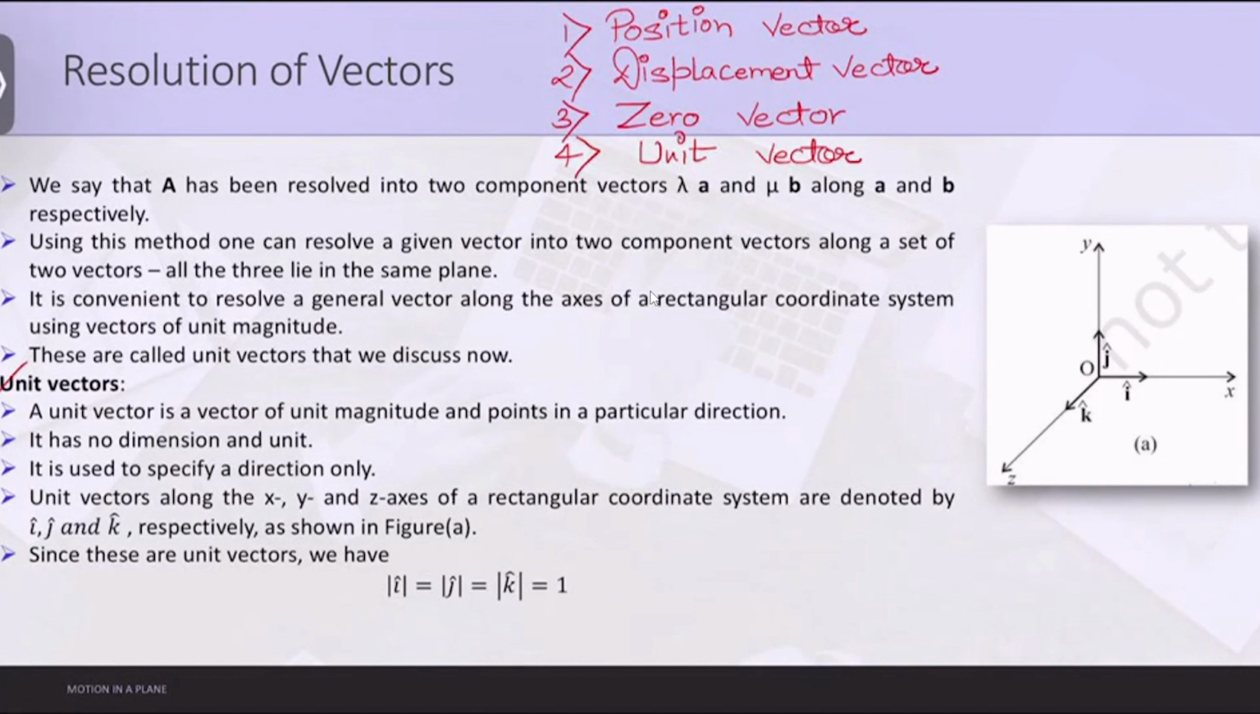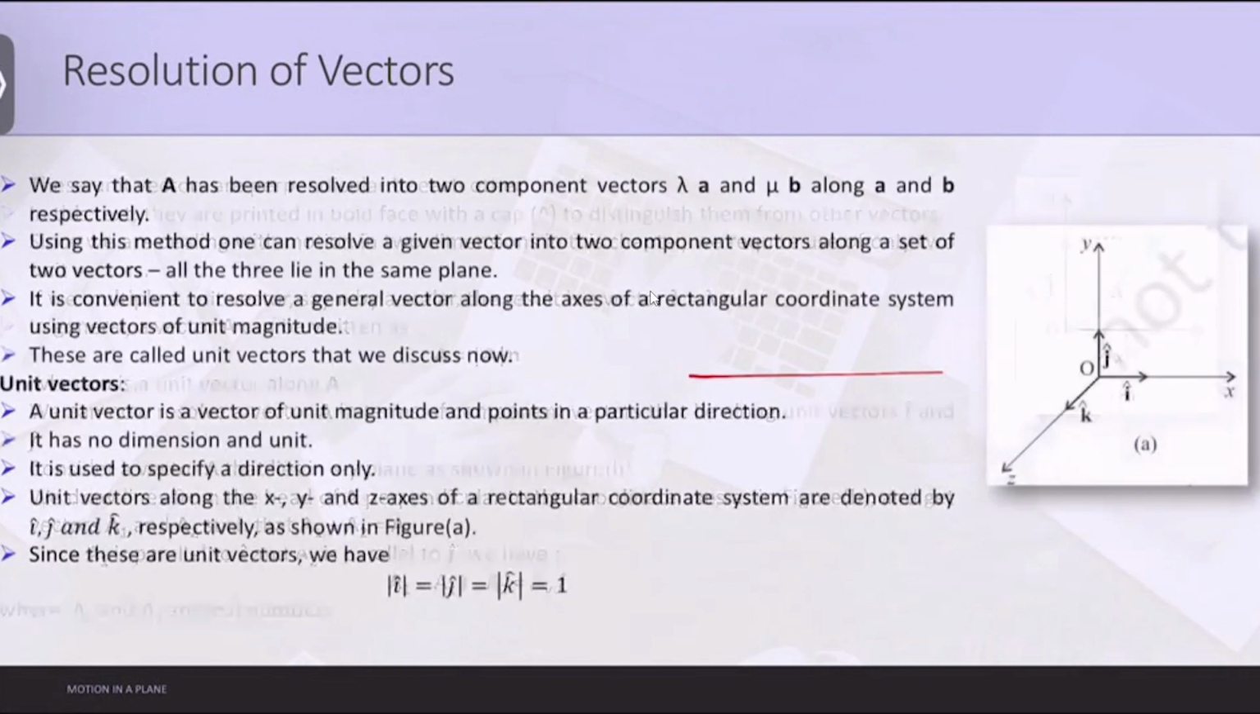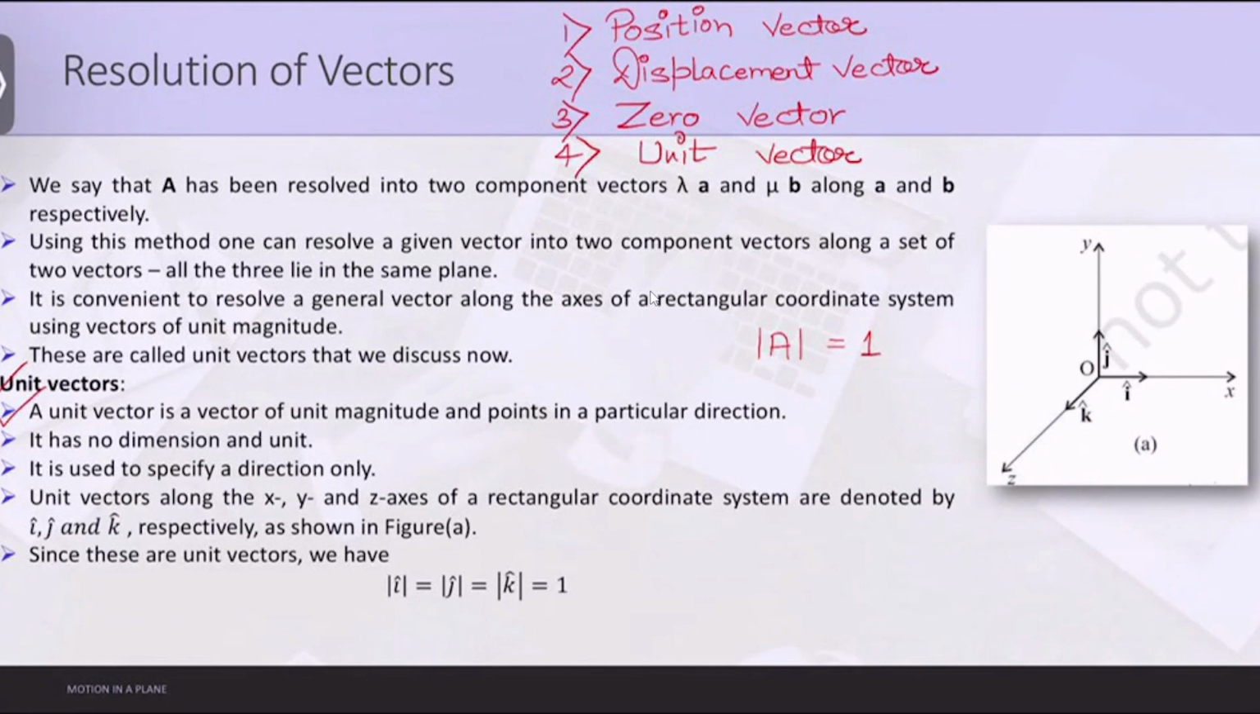A unit vector is a vector of unit magnitude. Quite evident. Let us say any vector is said to be a unit vector, then the magnitude of this vector will be 1. A unit vector is a vector of unit magnitude and points in a particular direction. So this direction in our sense can be, let's say, this is one direction and this is another direction. It has no dimension or unit, quite evident. It is used to specify direction only.